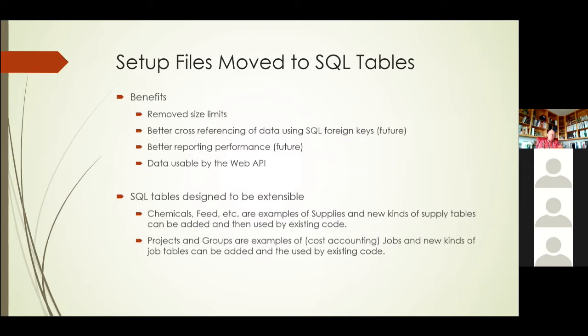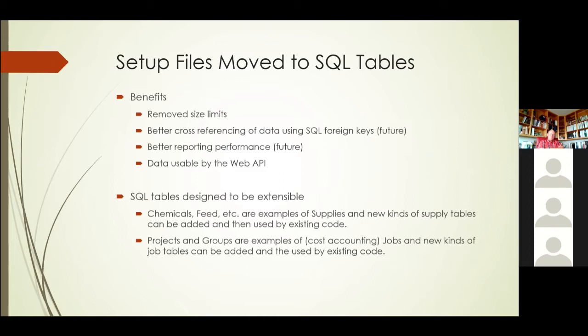As I said, we're moving them to get them into SQL tables. One of the things that lets us do is remove the size limits. So there's no limits on some of the files, or now tables, in 11.4. For example, you can have as many centers as you want. I think we're all familiar with getting things that refer to stuff that isn't there anymore. With it in the database tables, we can use better cross-referencing so we can't get ourselves into those situations. And it'll help us with better report performance and make the data usable by the web API.